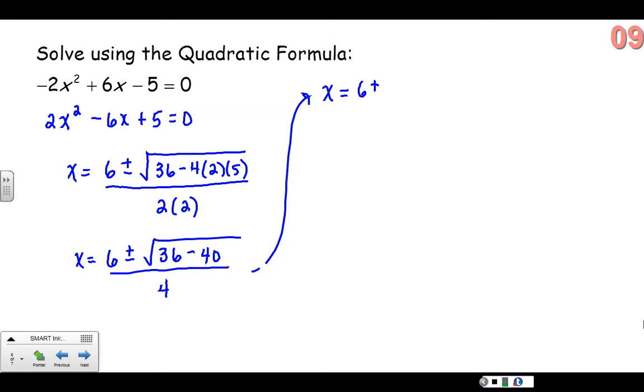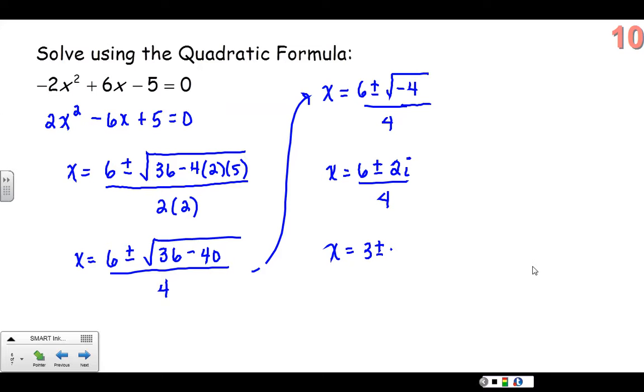So 6 plus or minus, 36 minus 40 is negative 4. So we have a negative under the radical, which means we're going to factor the imaginary unit out. We're going to factor the i out front. So x will equal 6 plus or minus the square root of 4, which is actually 2, so this is going to simplify to 2i over 4. Now, I can reduce this one down to lower terms because the 6, 2, and 4 are all divisible by 2. I can divide that out. So that gives me 3 plus or minus i over 2.